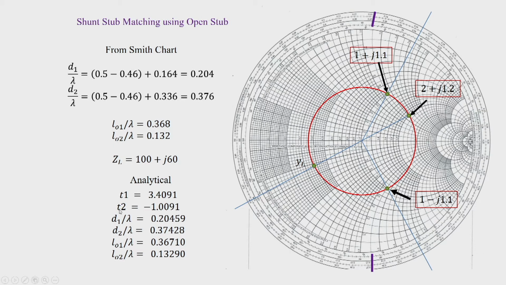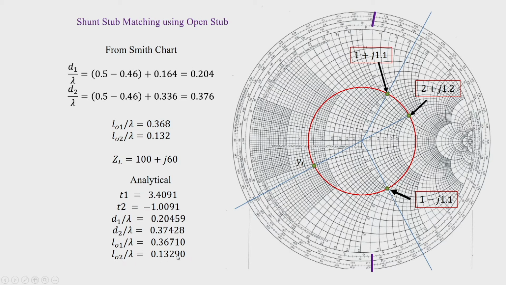From the analytical solution, we got T1 is equal to 3.4091, T2 is equal to minus 1.0091, D1 by lambda 0.20459, D2 by lambda 0.37428, and L1 by lambda is equal to 0.36710, L2 by lambda is 0.13290.